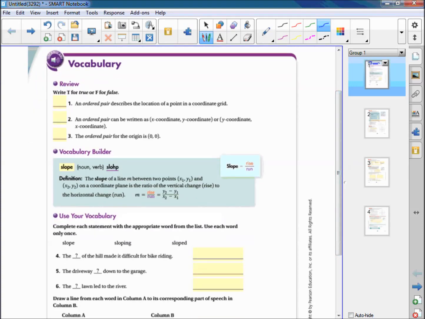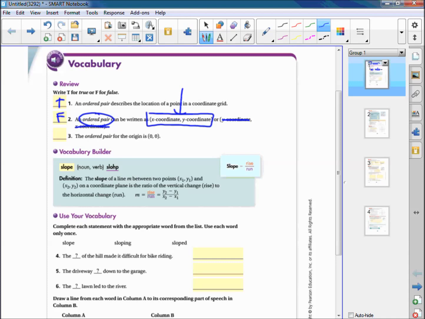Write T for true or F for false. An ordered pair describes the location of a point in a coordinate grid. This is true. Number two, an ordered pair can be written as x coordinate comma y coordinate or y coordinate comma x coordinate. This is definitely false. There's only one way to do it, and it's the x, y first. That's why it's called an ordered pair, because the order of the x and y matters. It tells us what to do. X is the left and right, and y is our up and down.